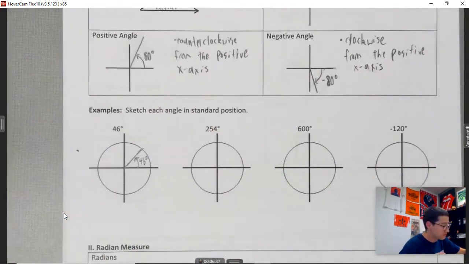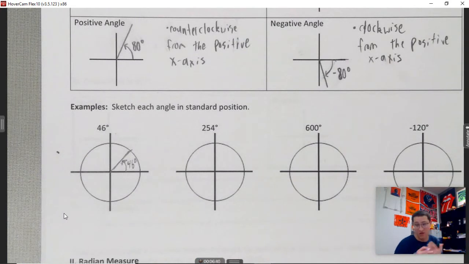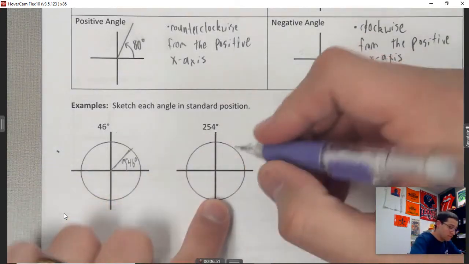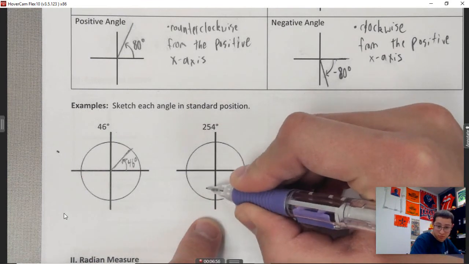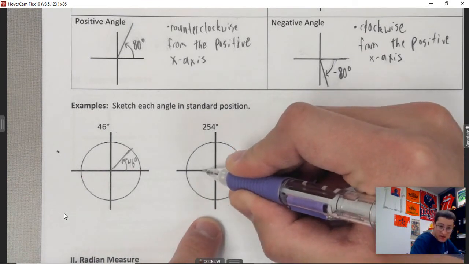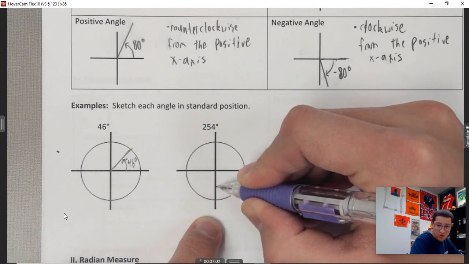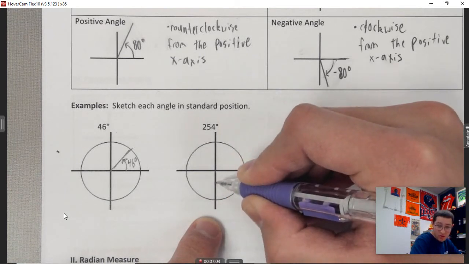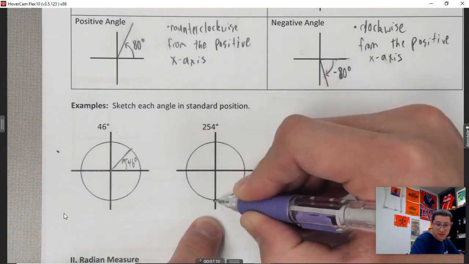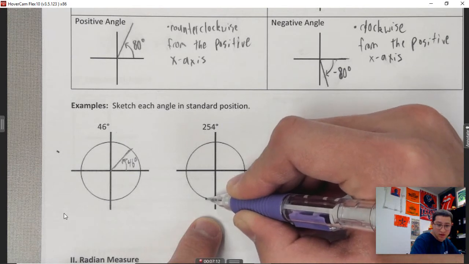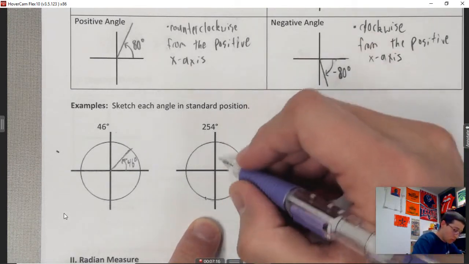254. Okay, this is going to be a little bit of a funky one, because we're not used to seeing angles that are, I don't know, greater than 180. That's where this comes into play. That's where this standard position whole thing is crucial. So 254. Starting here, 0, 90, 180, and then 270. When I go all the way around here for an angle, that's 270. So that 254, I'm just going to backtrack from that 270 about 16 degrees, so somewhere in here. Not perfect, somewhere in that vicinity.